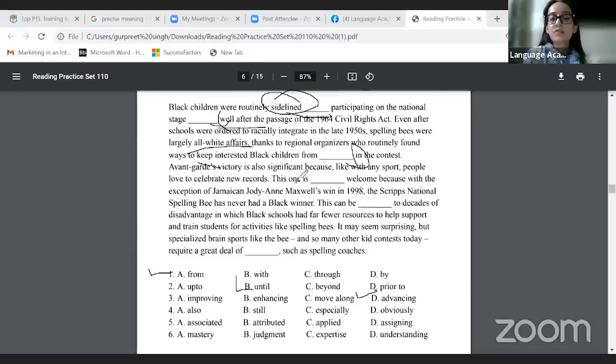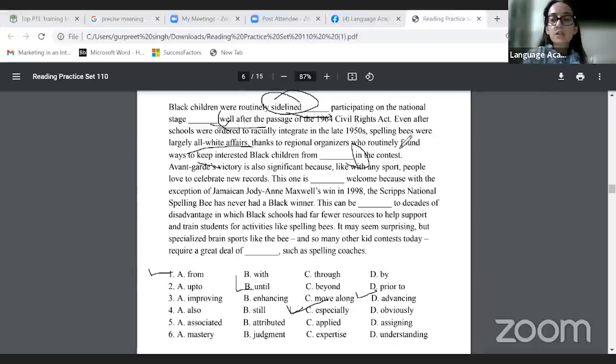Avant-garde's victory is also significant because, like with any sport, people love to celebrate new records. This one is welcome because, with the exception of this win in 1998, the Scripps National Spelling Bee has never had a black winner. So this one is welcome. It is a complete sentence. This one is also welcome, still welcome, especially or obviously. So this is especially. Why is this one so especially welcome? What is the reason for this one being so special?